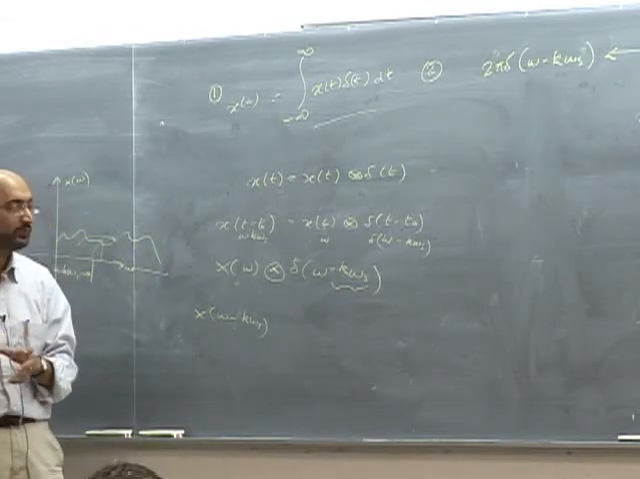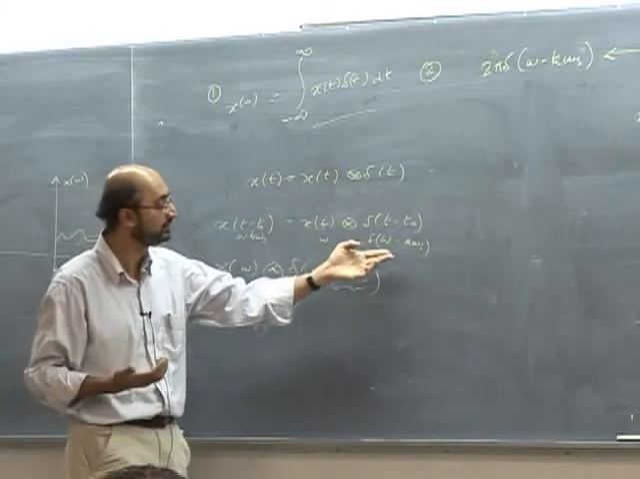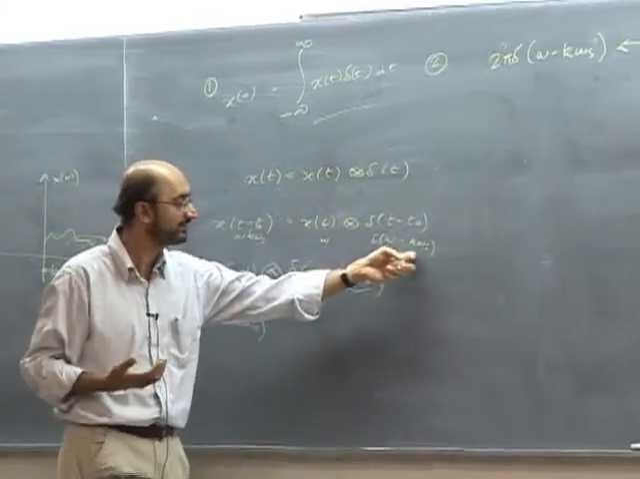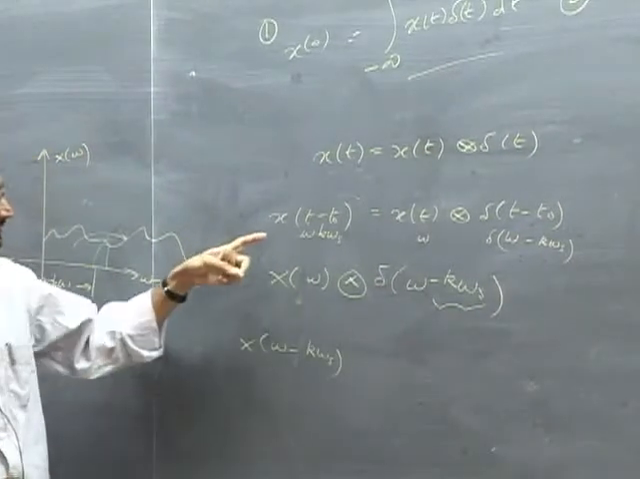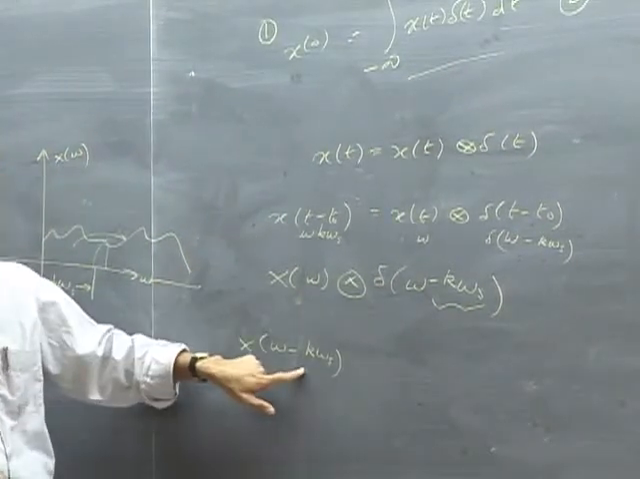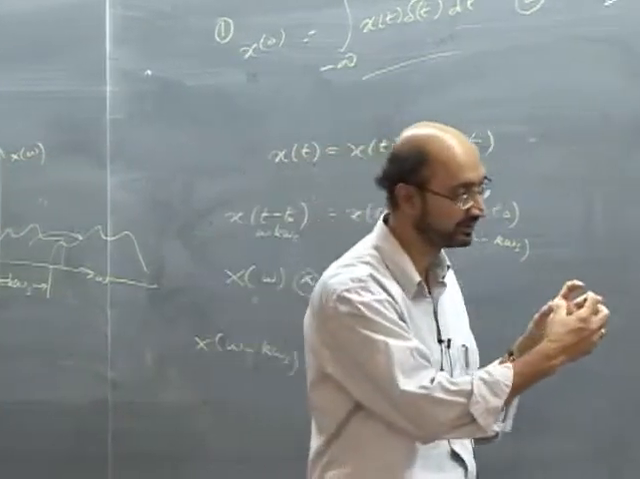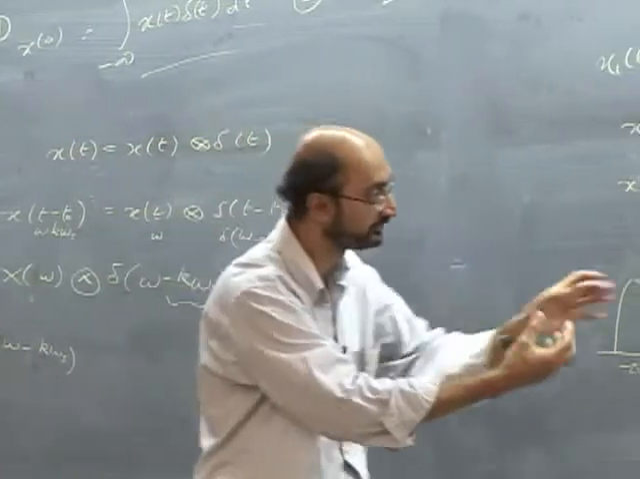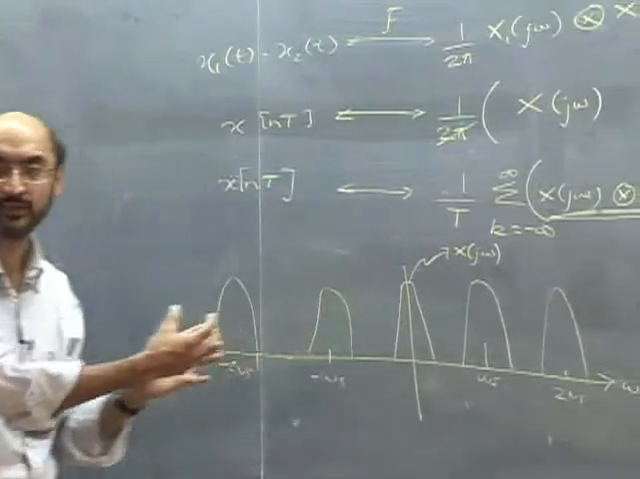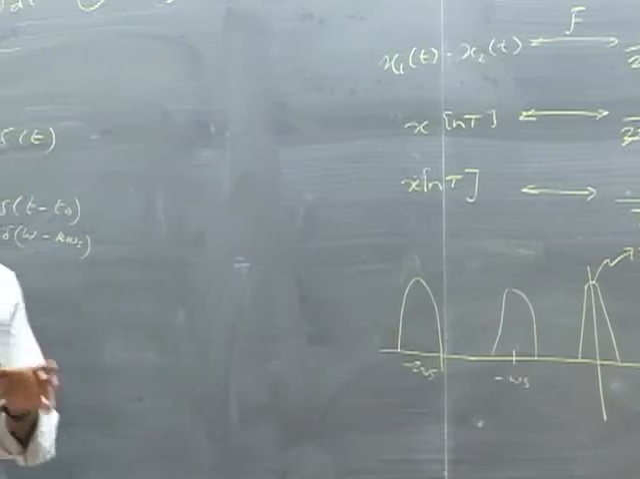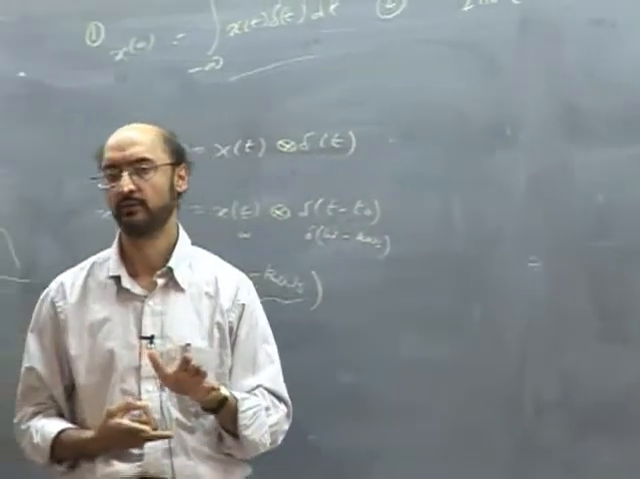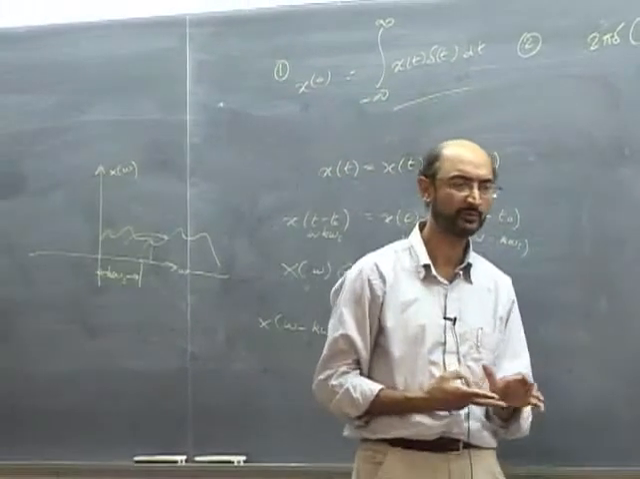And in the same way, convolution with δ(ω − kω_s) is shifting it in frequency by kω_s. It's giving you X(ω − kω_s), which we can think of as the transform X(jω) shifted. Okay, so far so good. So two things come out from this observation.